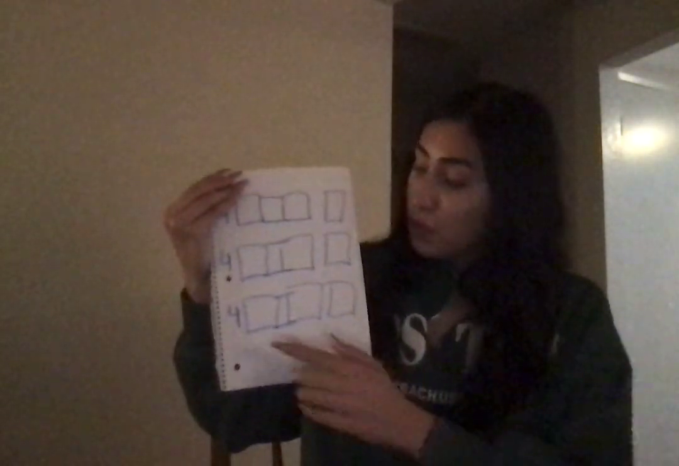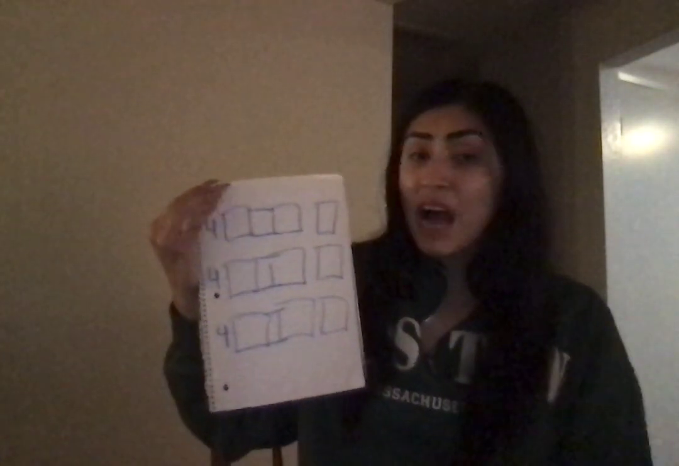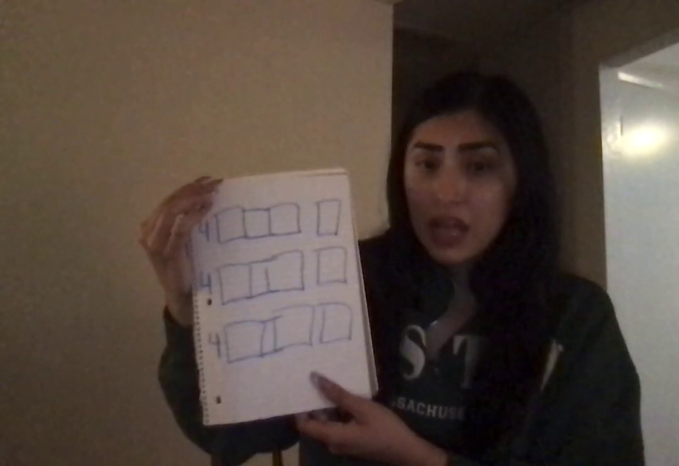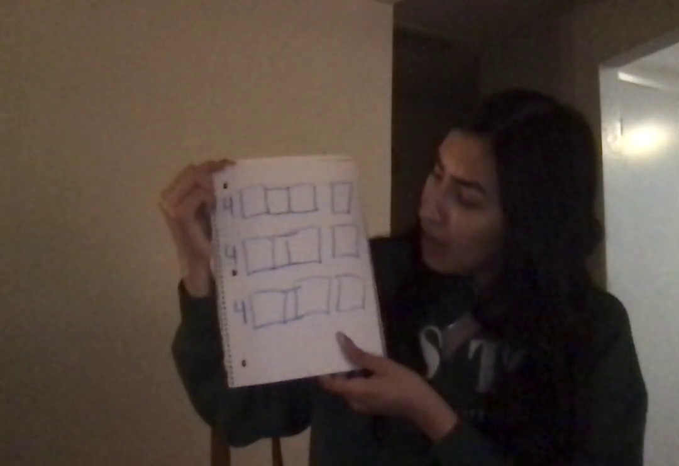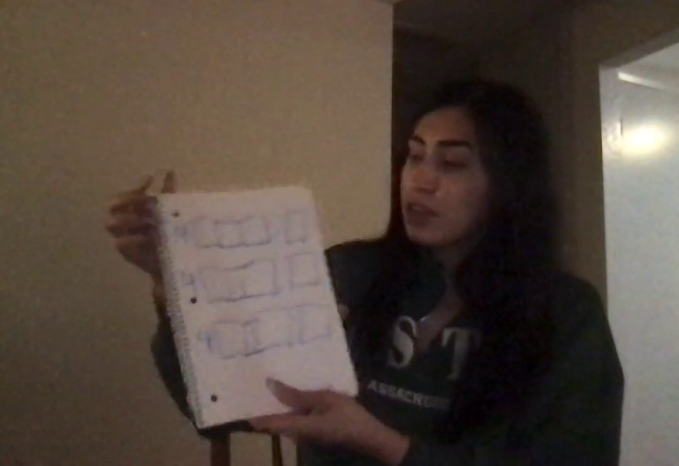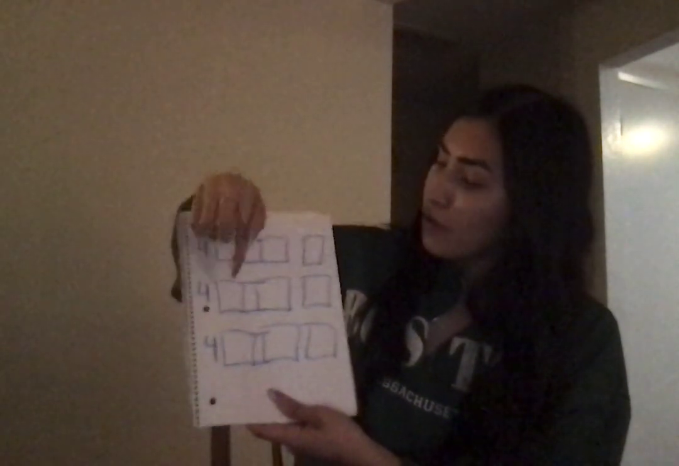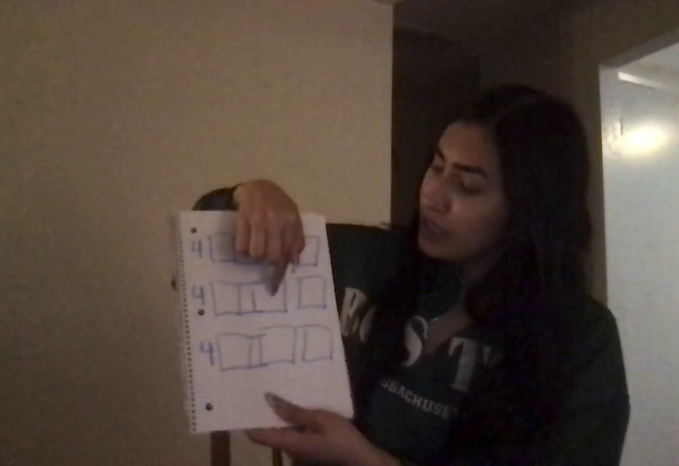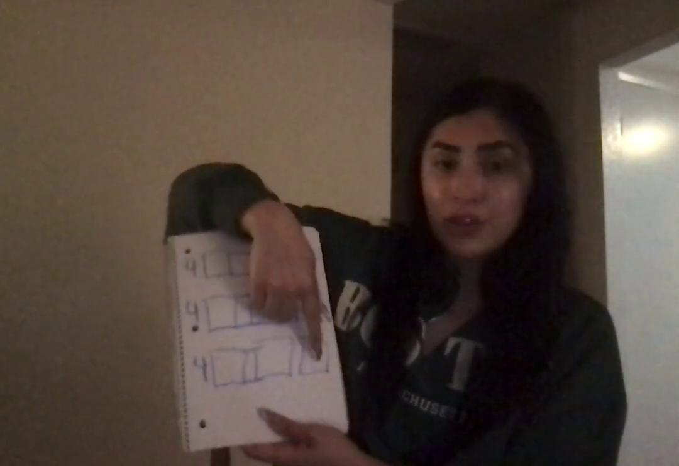We have rows going across, then we have columns going down. If I have 3 rows and 4 columns, how many squares do I have in total? We'd count them together. 1, 2, 3, 4, 5, 6, 7, 8, 9, 10, 11, 12. Total of 12 squares.